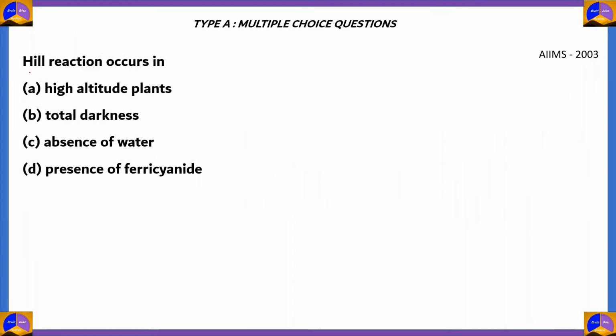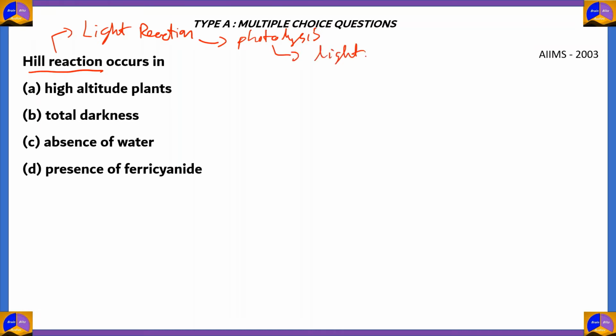Let's look at this question. Hill reaction occurs in high altitude plants, total darkness, absence of water, presence of ferricyanide. So, what is the Hill reaction? The Hill reaction in photosynthesis is the same thing as the light reaction, the half of the photosynthesis which is dependent on light, where photolysis occurs. So over here, the most important parts are light and water, and then an electron acceptor.